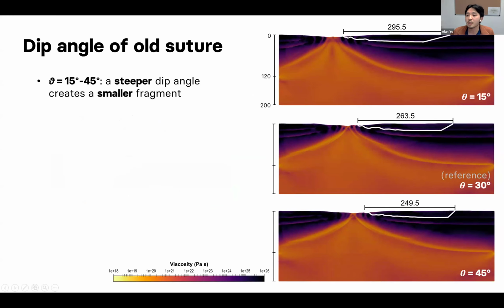And all 3 models created continental fragments of different widths. And we can see that the geometry of this dip angle, or the inherited structure, can control the width of the continental fragment. Between dip angles of 15 to 45, we can see that as you go steeper with the dip angle, you create a smaller fragment.